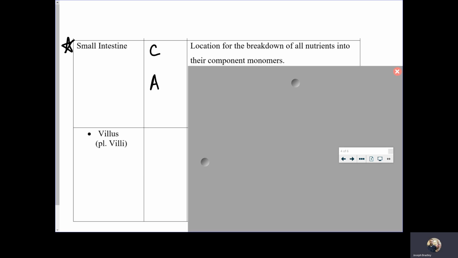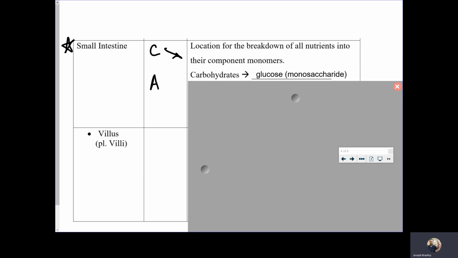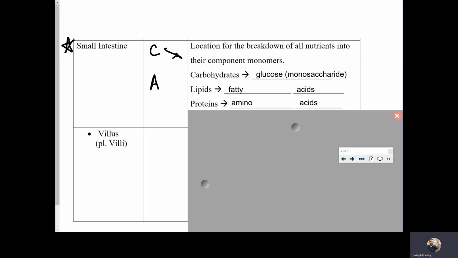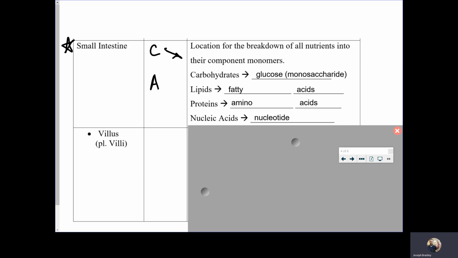So it's the location for the breakdown of all the nutrients into their component monomers. That's what this is talking about right here. Carbohydrates are going to be broken down into glucose, or monosaccharides. Lipids are going to be broken down into fatty acids. Proteins are going to be broken down into amino acids. And nucleic acids are going to be broken down into nucleotides.